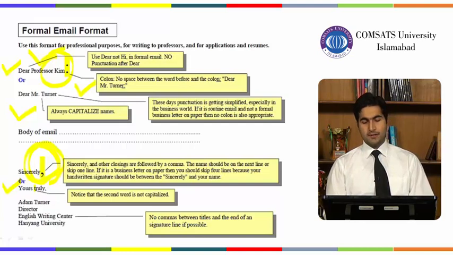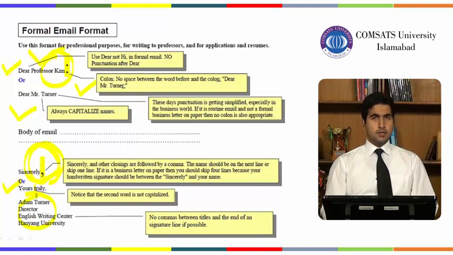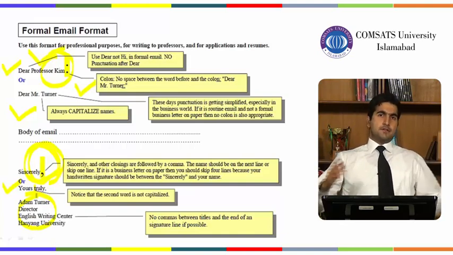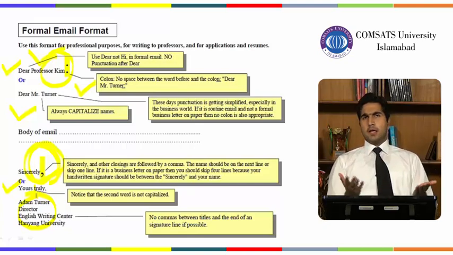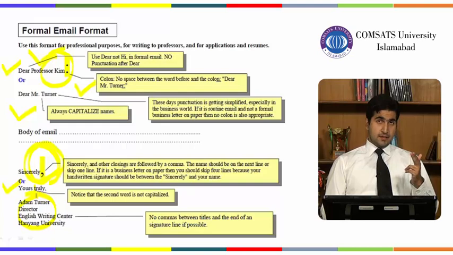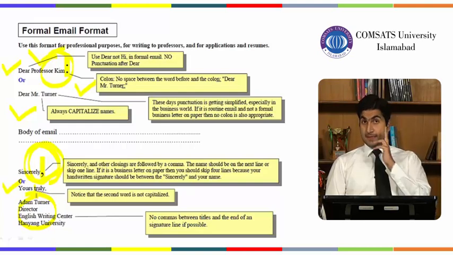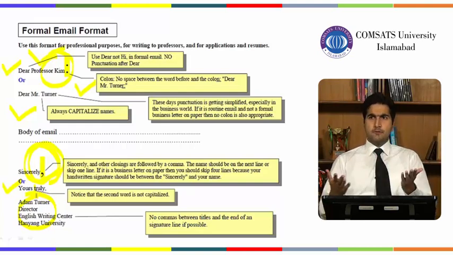No commas between titles and the end of a signature line if possible in case of your formal email. Do not mix them up. Just summing it all up, in case of your informal email, "Hi" or "Hello" is okay, placing a comma and then the name and then the full stop. Even if you drop the full stop, it's okay.